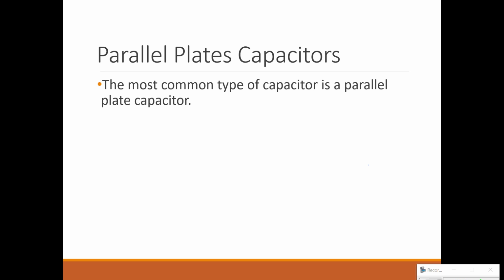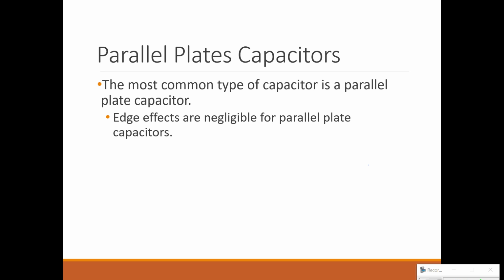The most common iteration of a capacitor is referred to as a parallel plate capacitor, and it is just what it sounds like. It's two metal plates that are parallel to each other. They connect these in circuits. In a parallel plate capacitor, we really just consider the spaces between the plates. We don't really look at the edge effects, which are a little more uncommon.